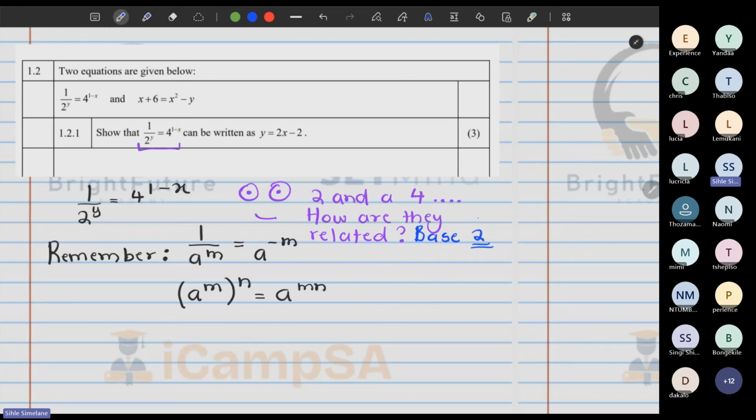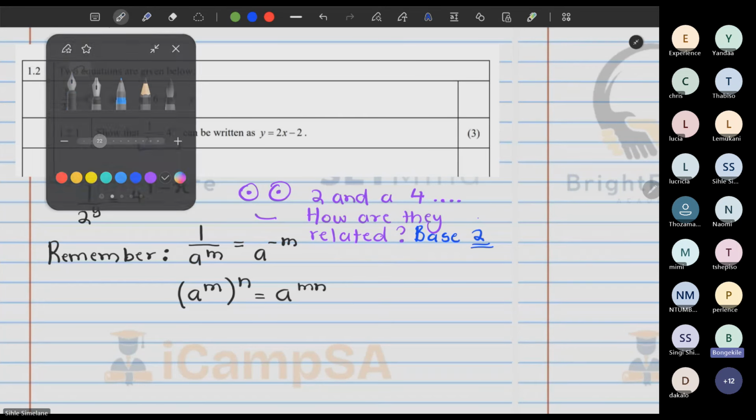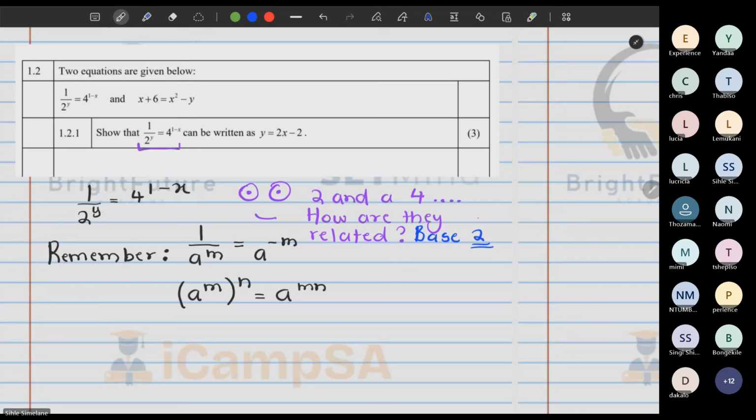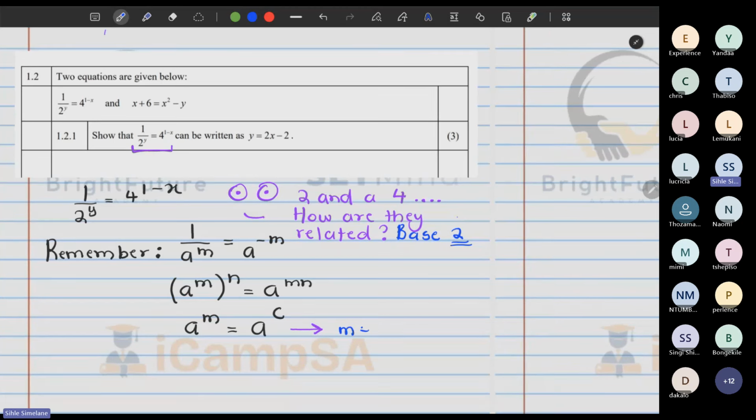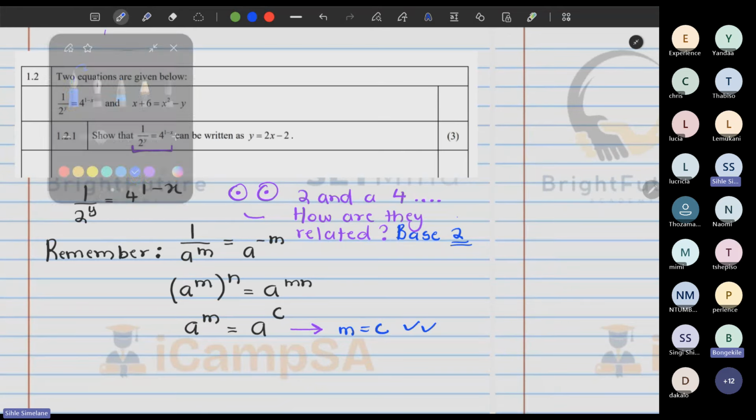Before we get to the problem, guys, let's pause a bit. I need you to remind me of something. If I have a to the power of m equals a to the power of c, what can we say about this here? M equals c. Yep. What we can conclude is that m equals c. So let's go back to our problem now and work.